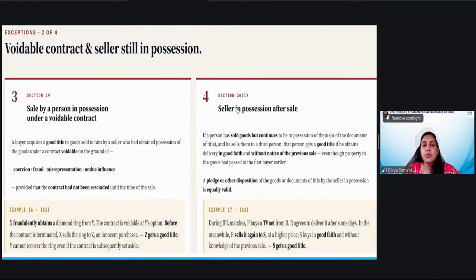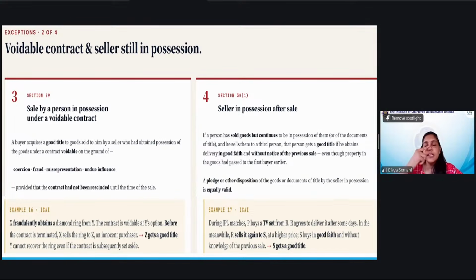Title means ownership. So good title means simply your ownership right is given to someone else. That is the meaning. Next exception is seller in the possession after sale. This example is purely with respect to the constructive delivery. Seller is still in the possession after sale.